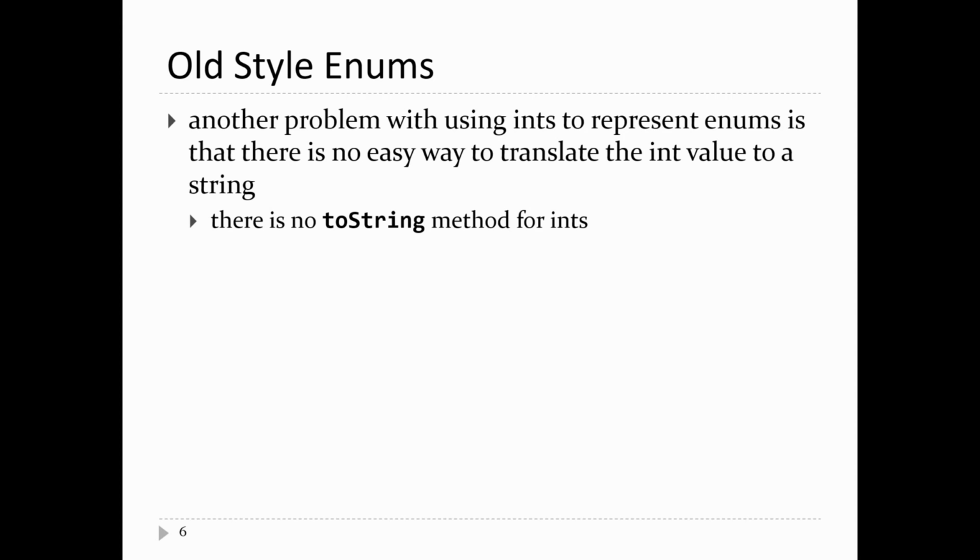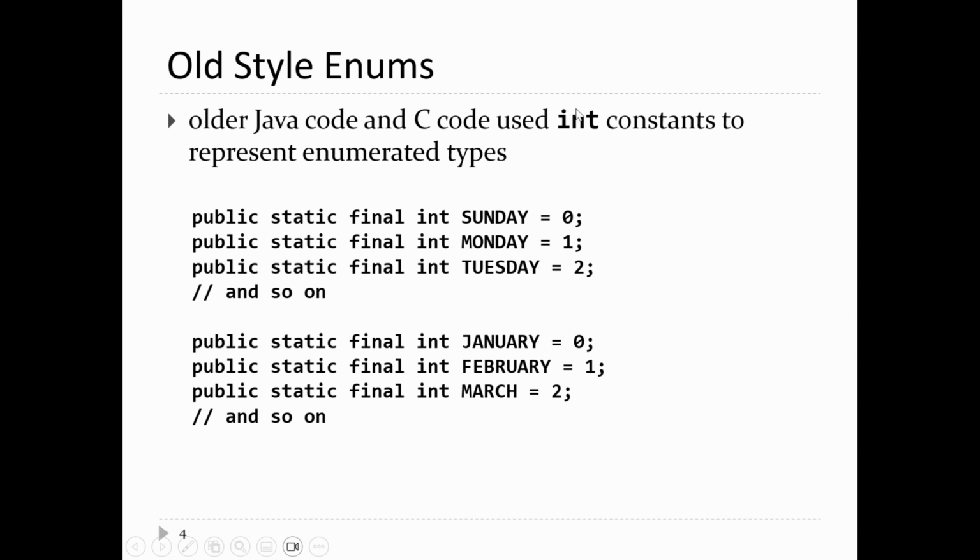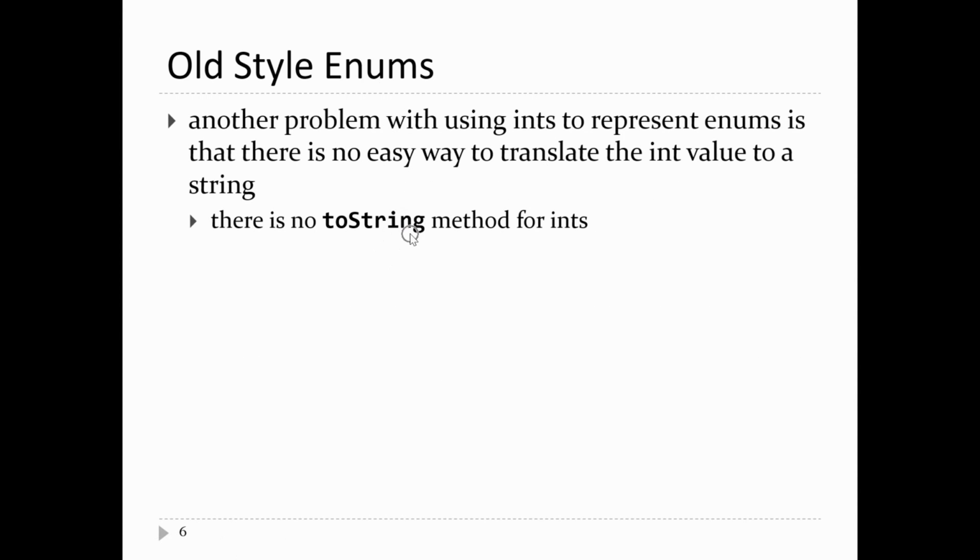There are other disadvantages as well. For example, if I wanted to print out the string Sunday for the constant representing Sunday, there's no toString method for months or days. You have to write some method on your own that takes in a month, interprets the value of the month, and then prints out the appropriate string. So there's no good way to automatically convert a constant to a string. Also inconvenient.